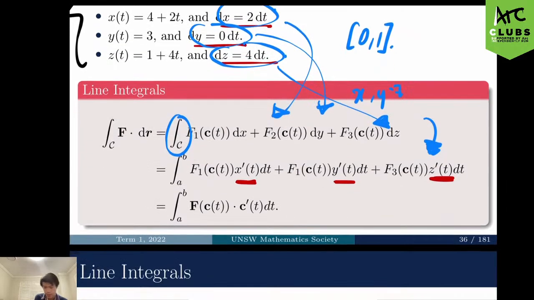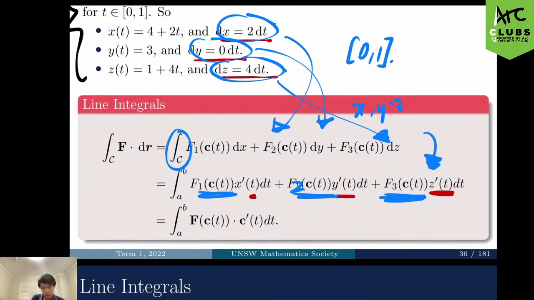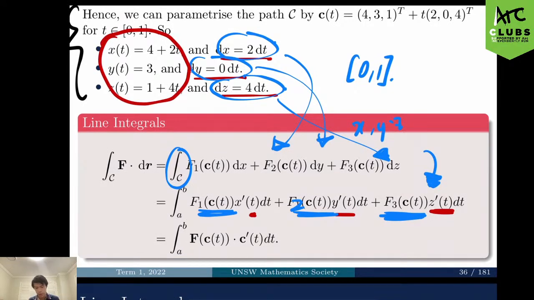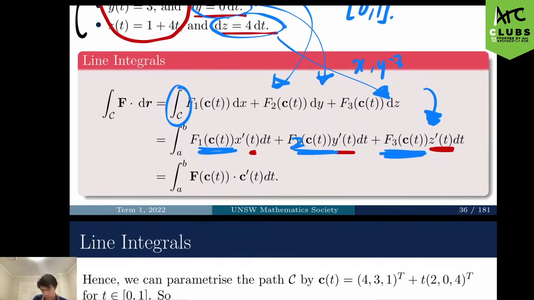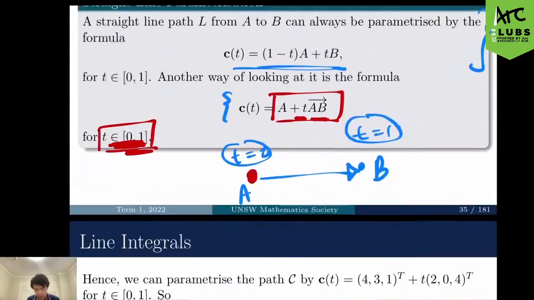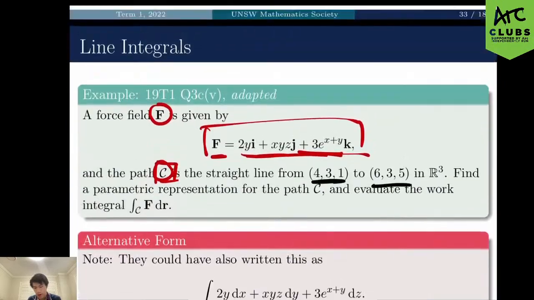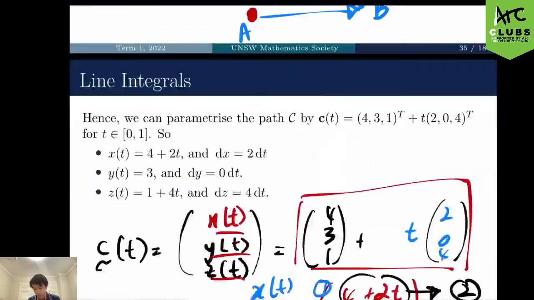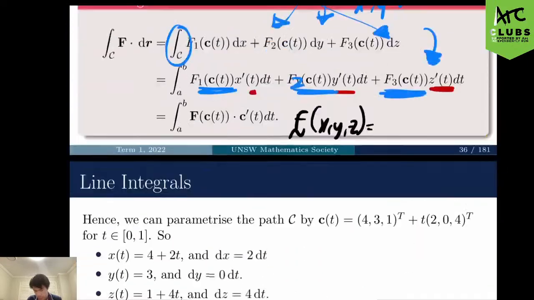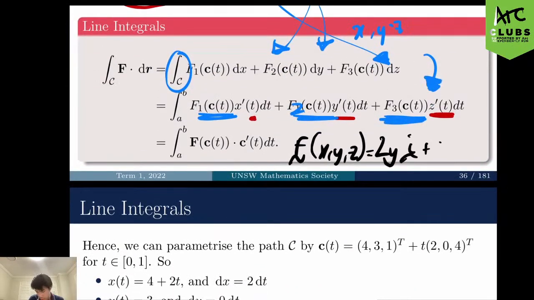The next thing is, this is going to be F1, this is going to be F2, and this is going to be F3. So we end up subbing in these three things as our x, y, and z. Because remember, our vector field was defined as a function of x, y, and z. So I'll write it up again. It was equal to (2y, xyz, 3x e^(x+y)). Those are our three things.